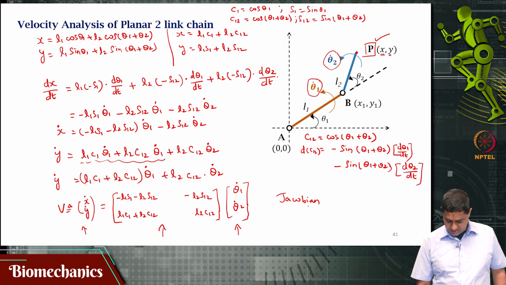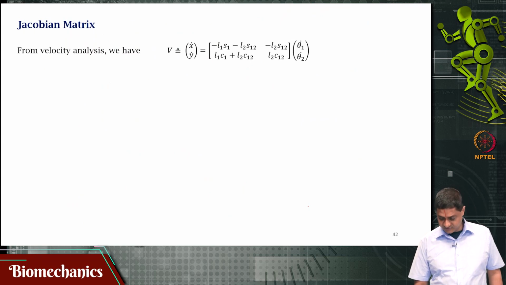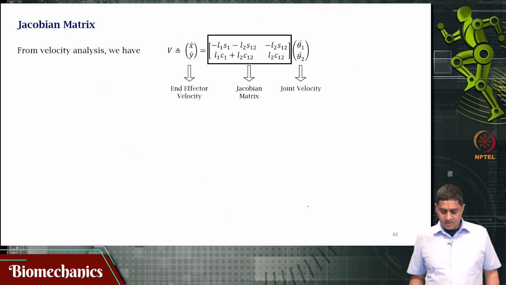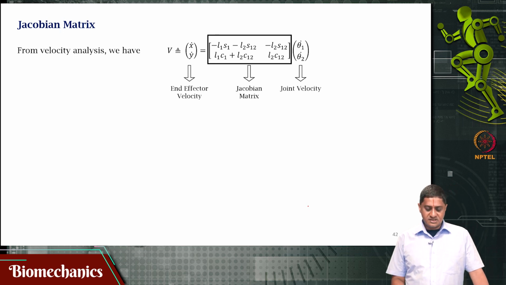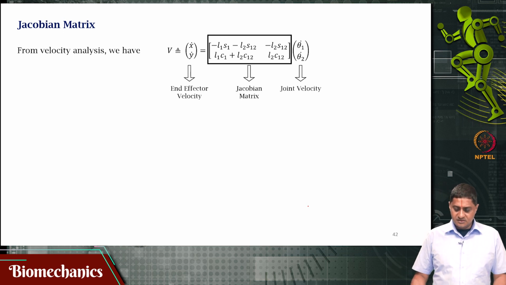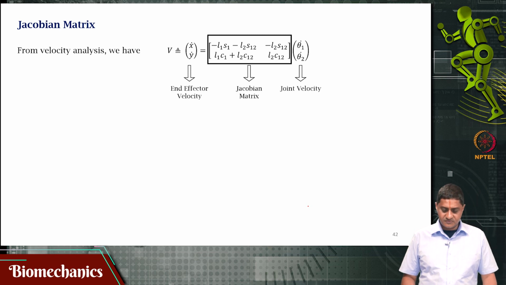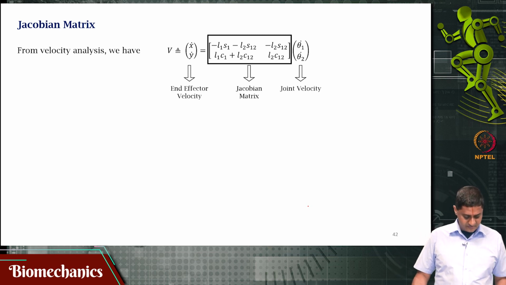Let us move on. So, this is the situation one more time. In this, x dot y dot is the end effector velocity, theta 1 dot, theta 2 dot is the joint velocity. The matrix in the middle is the Jacobian matrix. The Jacobian matrix, how is it obtained? It is obtained when you differentiate a vector, or rather when you partially differentiate a vector with respect to another vector.